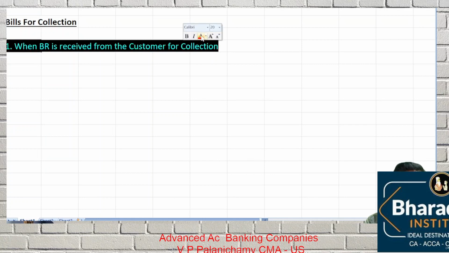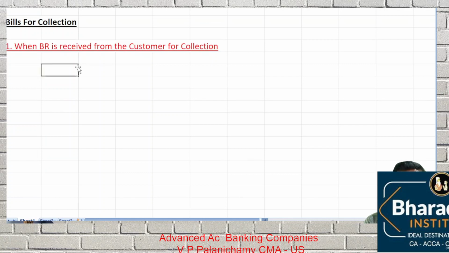When the bills are received from the customer for collection, what is the entry we'll pass? We don't collect. We just receive the bill for collection. Bill for collection account debit, it is not bills receivable. Debit what comes in, credit the giver, to customer's account. Bill for collection account debit to customer's account. Don't put bills receivable account.